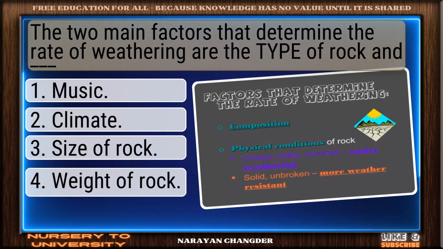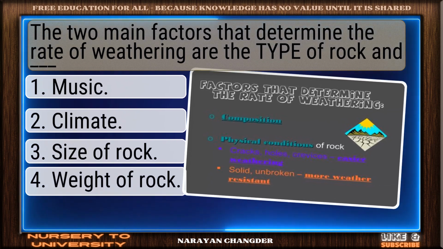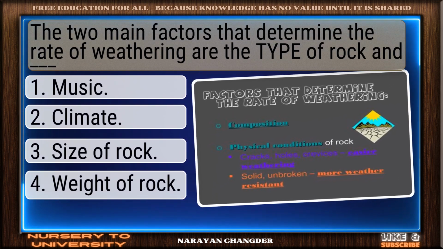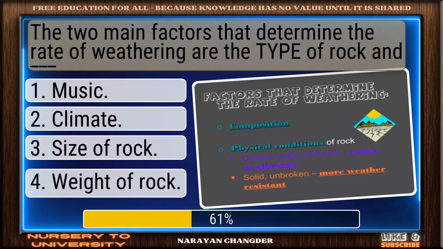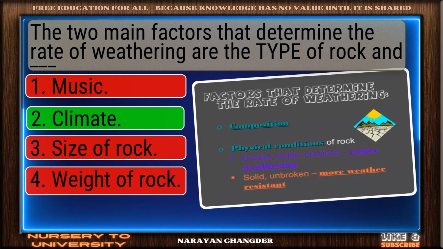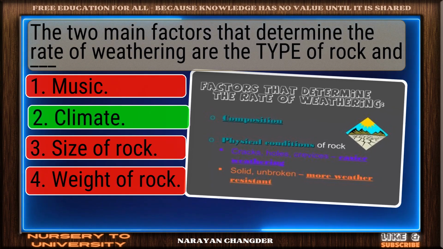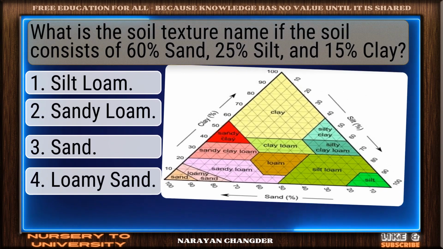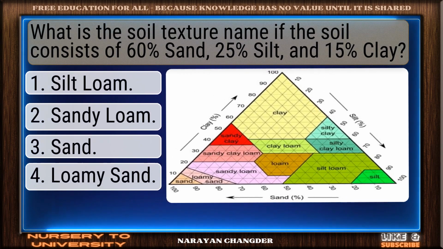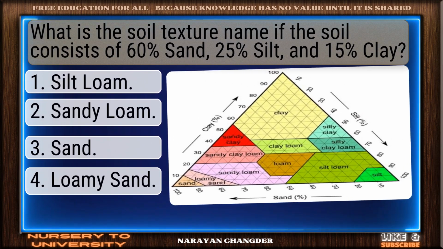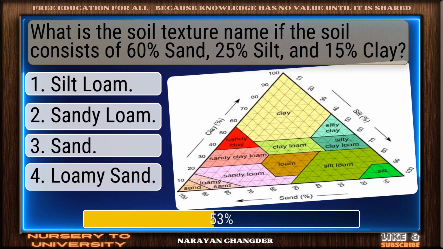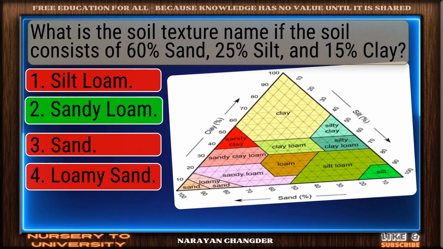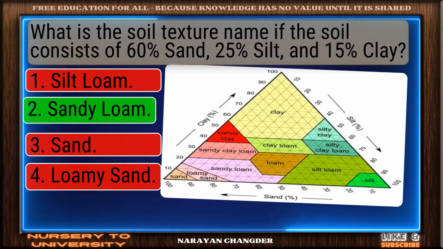The two main factors that determine the rate of weathering are the type of rock and dash. Well picked. Climate is the correct answer. What is the soil texture name if the soil consists of 60% sand, 25% silt, and 15% clay? Sharp thinking. Sandy loam is the right choice.